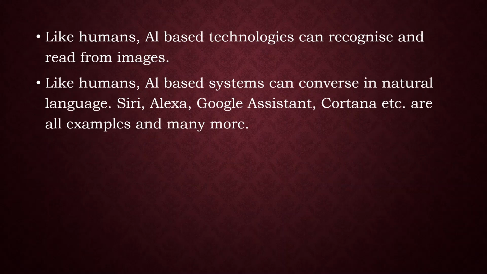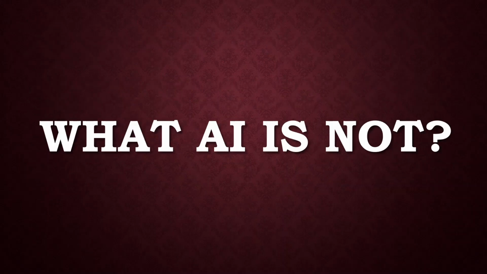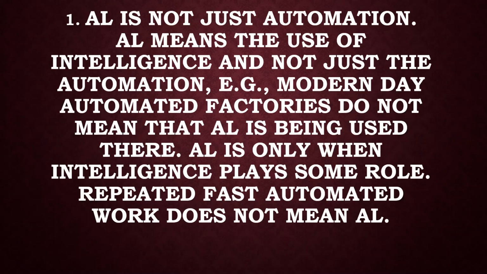What AI is not. We learned what AI is. Now we will learn what AI is not. AI is not just automation. It means AI is the use of intelligence and not just automation. For example, modern-day automated factories do not mean that AI is being used there. AI is only when intelligence plays some role. Repeated fast automated work does not mean AI. So AI is not just automation, meaning doing the same work again and again. It does not mean that the system is AI.